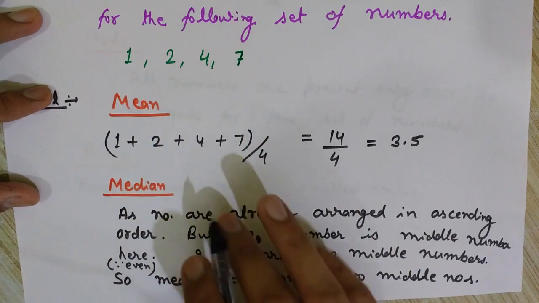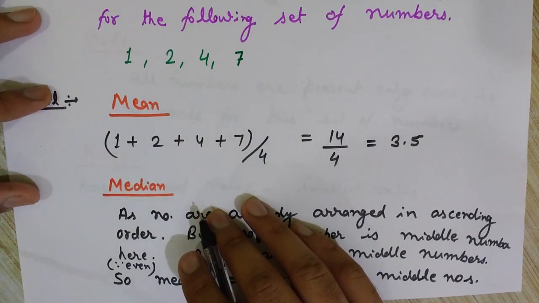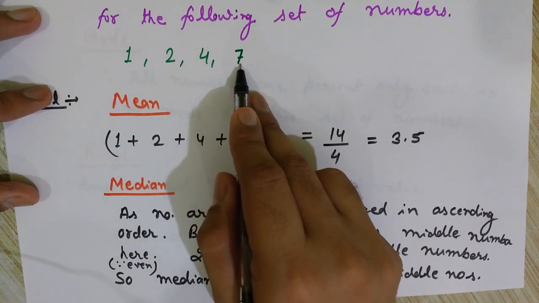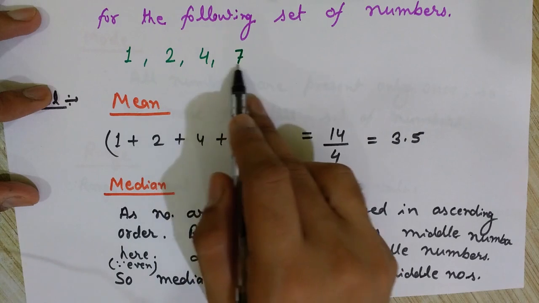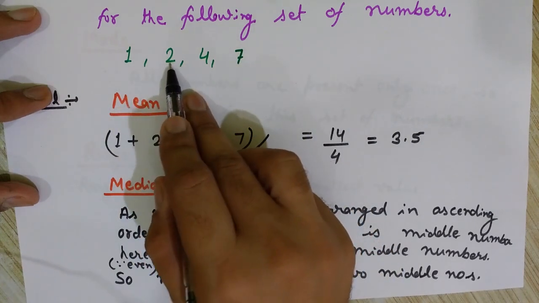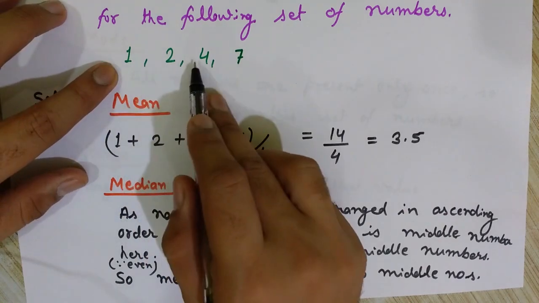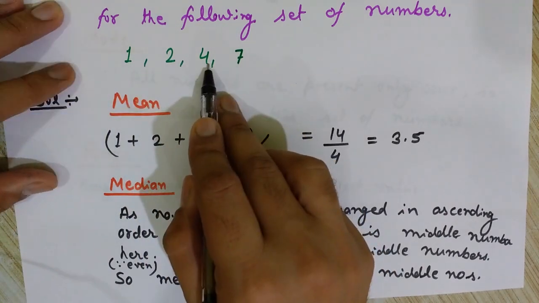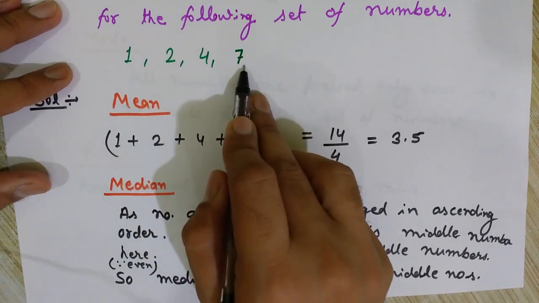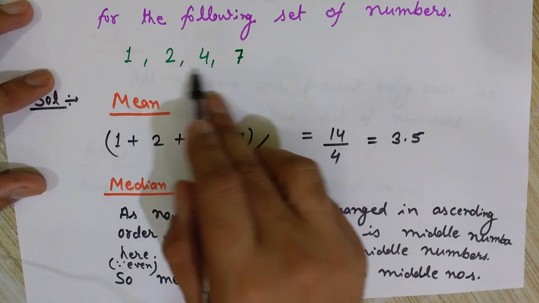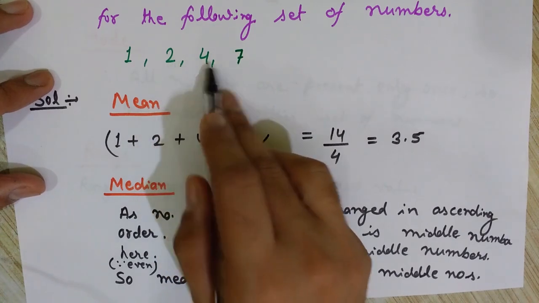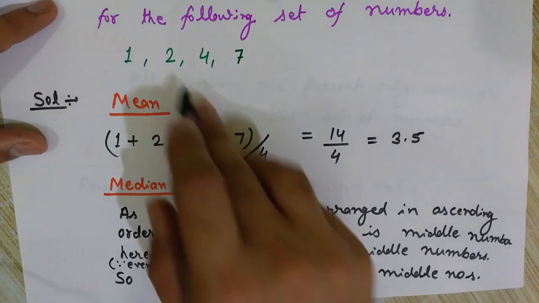But the problem is, how can we find the middle number? Because here we have 4 numbers and we cannot pick a single middle number. We cannot take it as 2, because there is 1 number on one side and 2 numbers on the other. If we take it as 4, then we have 2 numbers on its left side and 1 number on its right side. So we actually have 2 numbers in the middle, 2 and 4.